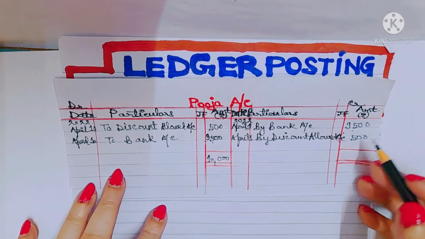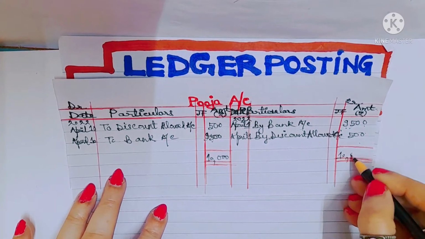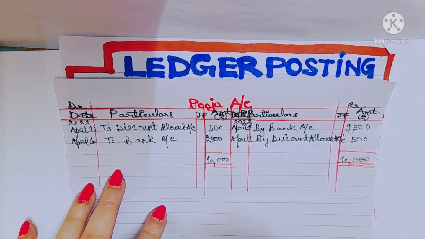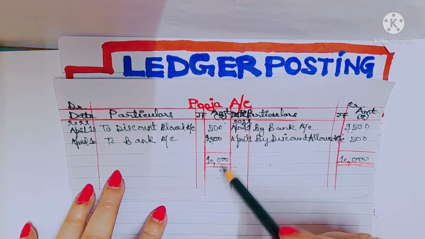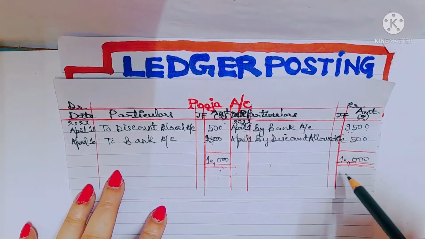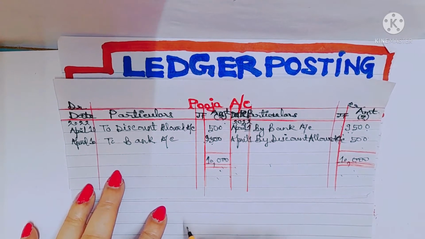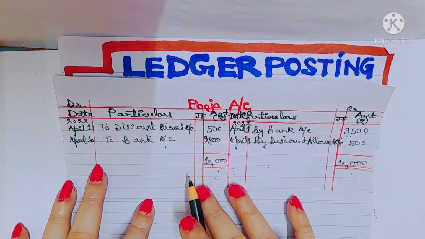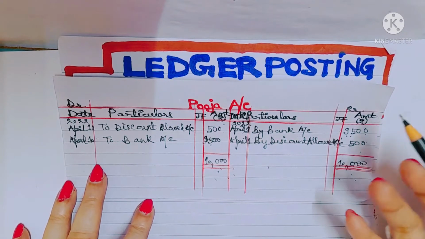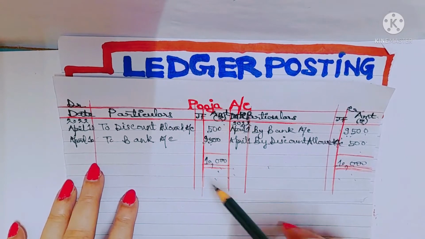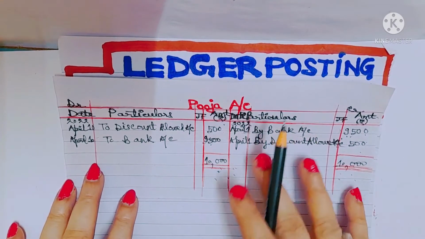Let's do the credit side total. 9,500 plus 500, 10,000. So no balance. Debit side total is equal to credit side total. Debit side total is equal to 10,000. Credit side total also equal to 10,000. So there is no balance. So puja account shows no balance. Why would there be a balancing figure? Because debit side total is 10,000 and credit side total is 10,000. So puja account shows no balance.